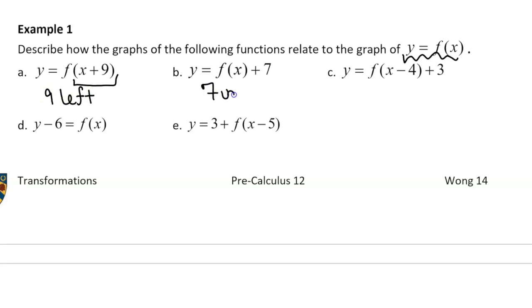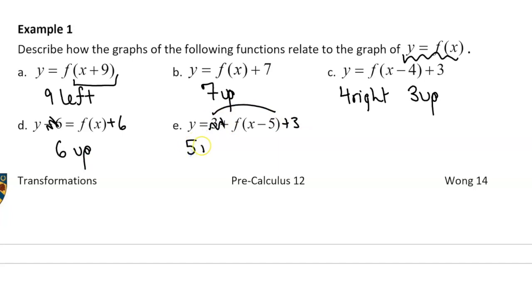Here we're going 7 up. Here we're going 4 to the right and 3 up. We want to isolate for y, so let's add 6 onto this side. So we're going 6 up. And we know that that is the same as having the plus 3 over here. So this would be saying we're going 5 right and 3 up.